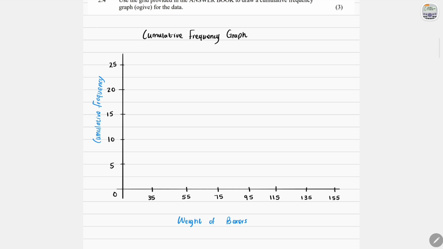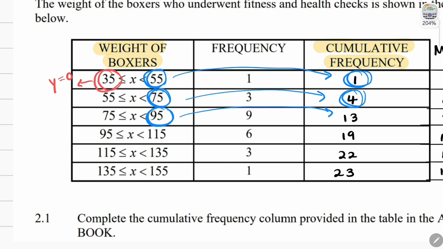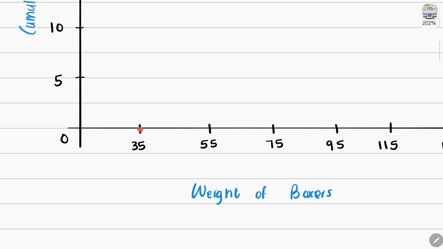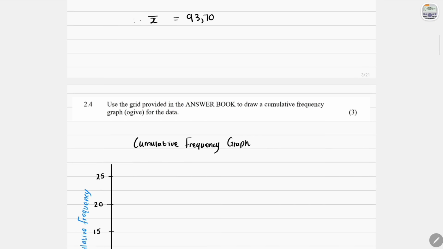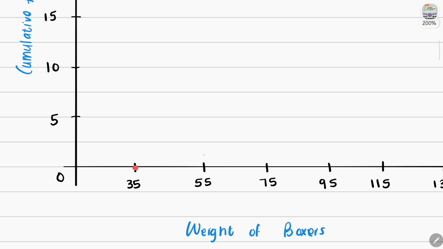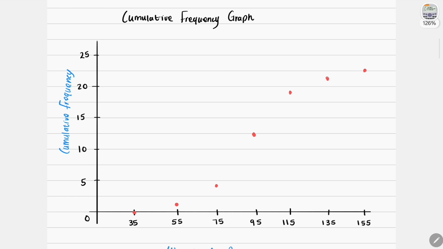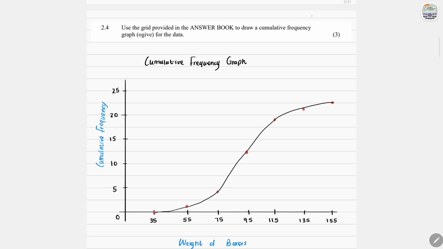So here is our graph, and we're just going to draw down these values. Remember, we have this 35 and 0, right? They go together. So 35 and 0, so that point must be grounded there. And then we have 55 and 1, 75 and 4. So 55 and 1, we'll just put 1 over here. And then 75 and 4, that's just below 5. Then I'll just fill in the other points that we have as well. Okay, so there we go. And then we're just going to draw our ogive. So connect these dots, and it's going to be a curve like that. So there's our ogive, and moving on to the next question.